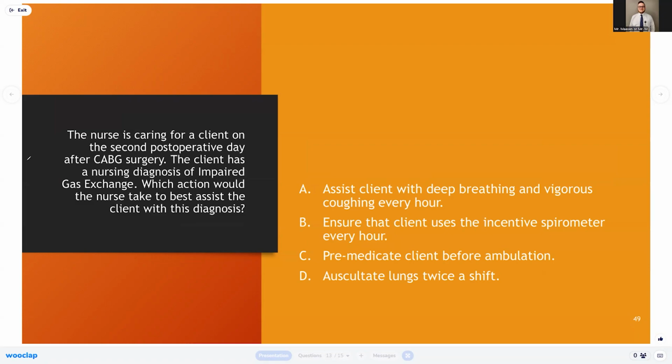The nurse is caring for a client who is post-op day 2 from a CABG. The client has a nursing diagnosis of impaired gas exchange. Which action would the nurse take to best assist this client with the diagnosis of impaired gas exchange?